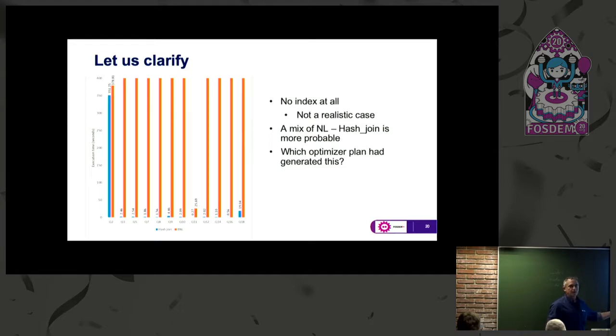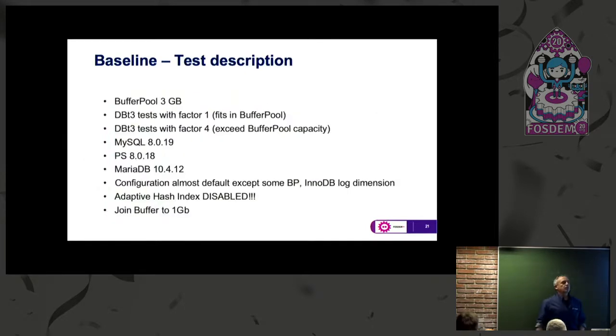And we know that dbt3 tests use multiple joins. I don't think there will be one single DBA here who will remove all the indexes in production to see if this is more efficient or not. So in my opinion, when we analyze these kinds of things, we need to remove maybe just one index in the join and see what happens with a mix of nested loop for the index and hash join. Which for me is more real than the other situation.